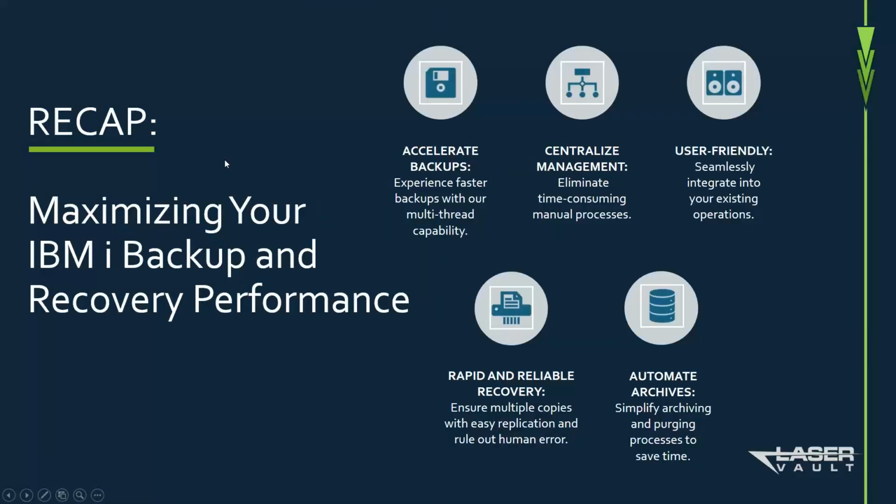Okay, so just to recap, maximizing your IBM backup and recovery performance. So the ability to accelerate your backups, faster backups, multi-thread capability, compression, and all of the things that come with the ability of replacing or adding to your physical tape backup. And typically this is a replacement of physical tape. Centralized management, very user-friendly, rapid and reliable recovery, automated archive. You have many features and benefits and capabilities with a VTL solution that you just don't have with physical tape.